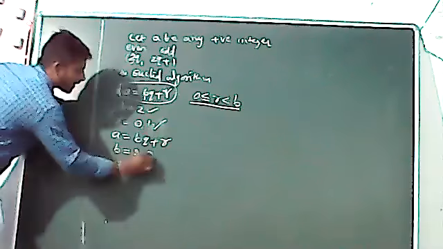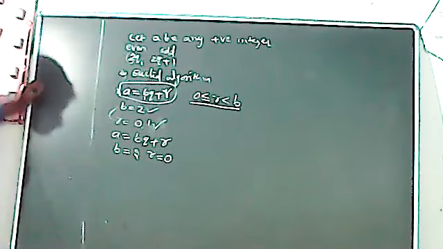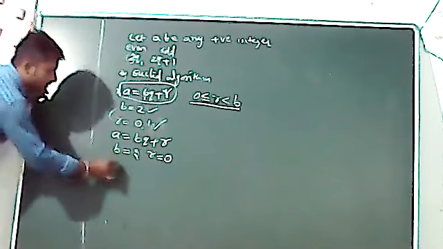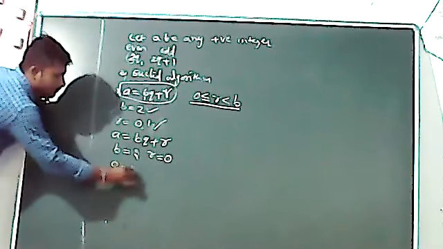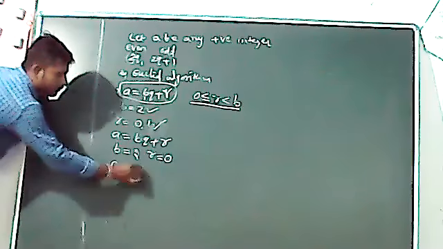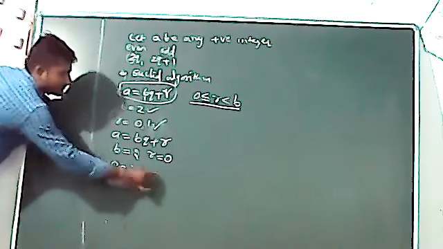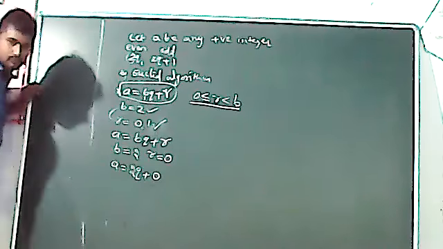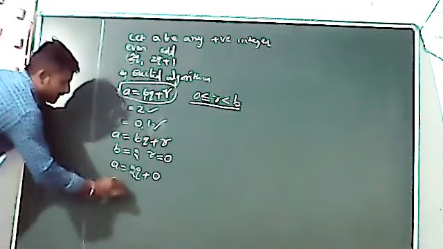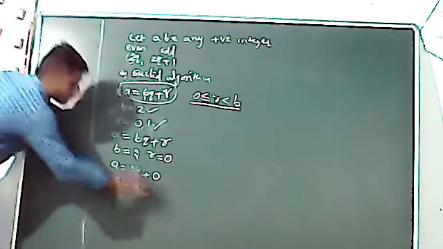First I am taking the R value as 0. Then A equals 2Q plus 0. So A is equal to 2Q. Do you understand?